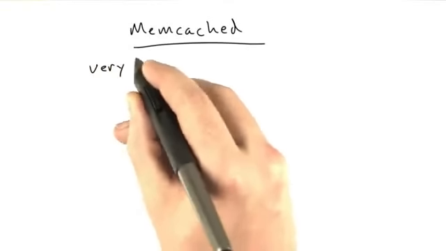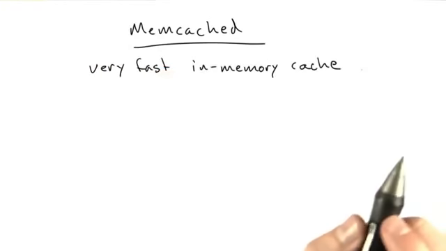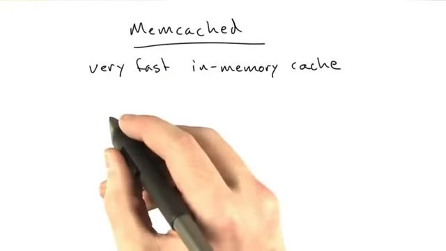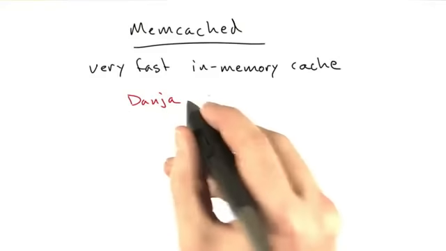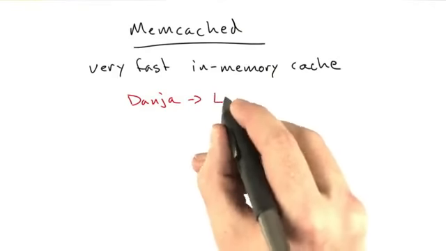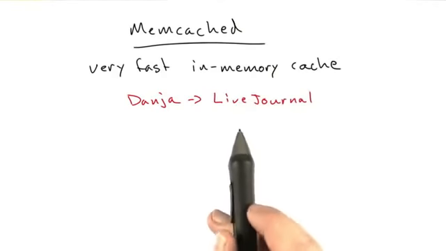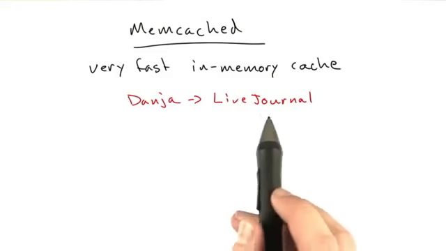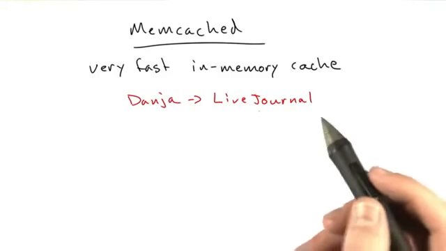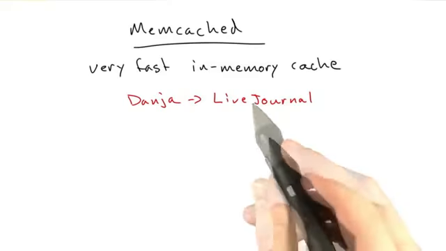Memcached is a very fast in-memory cache. It was built by a company called Danga to power a website called LiveJournal. And before Facebook took over the world, LiveJournal was a very popular site where people had their own blogs, kind of like Tumblr or Blogspot.